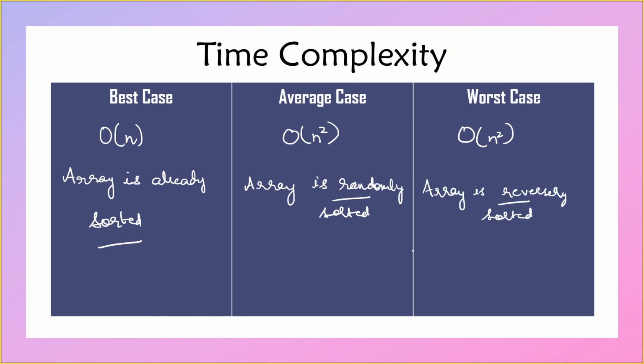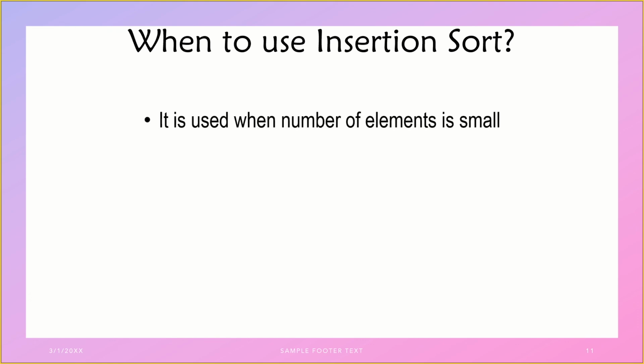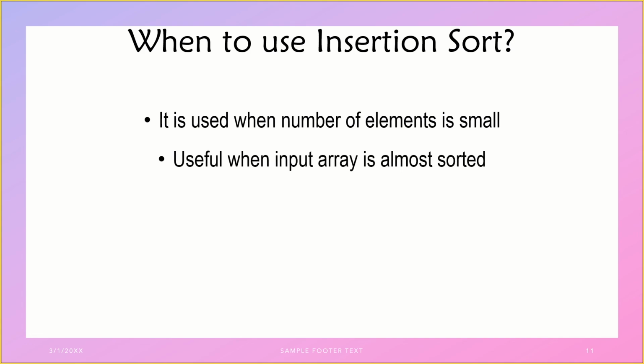In the worst case, because we are making n minus 1 number of comparisons for every nth element, thus the time complexity in the worst case becomes O of n square. So finally, we should know when to use insertion sort algorithm. First, when the number of elements in our array is small and the input array is almost sorted.